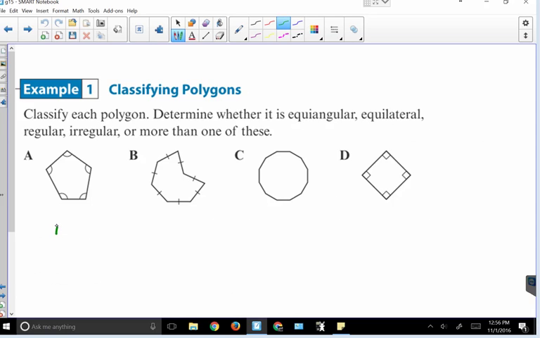So, this would be equiangular. Okay, if you just want to do it like that for right now. Is it anything else? Irregular. Okay. What about B? What is that one? Okay, so we got equilateral there. And would it be anything else?